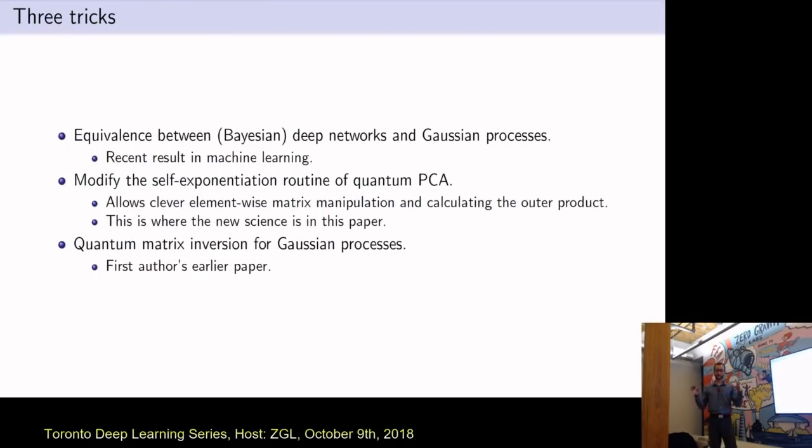Okay, so when it comes to the actual results of this paper, there are 3 tricks going into it. But the first one is what I mentioned. So these are these two papers that appeared about a year ago. Then the actual meat of the paper is the second part.